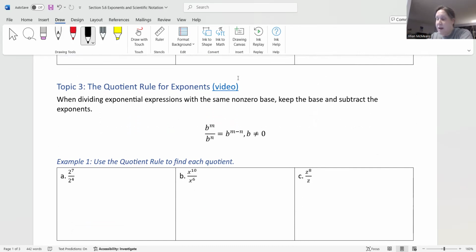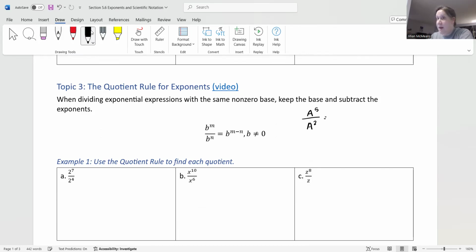So when dividing exponential expressions with the same non-zero base, that is really important. As long as you have a non-zero base, you keep the base, but this time you subtract the exponents. So let's just look at a generic example. Let's say we have a to the 5th divided by a to the 2nd.